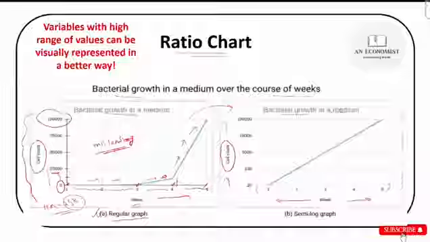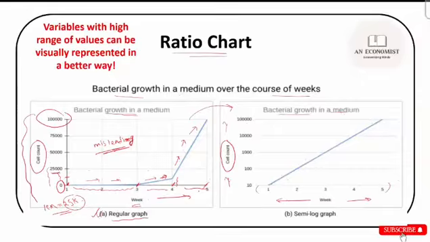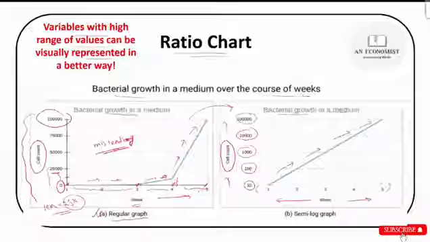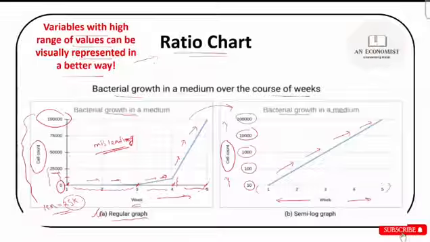So you will see that from the first week to the fifth week, you have a significant growth. You have a continuous growth in the bacterial count if you measure the cell count like this. First you have 10, then 100, then 1000, then 10,000, then a lakh. And why is this so? Basically, variables with a higher range of values can be visually presented in a better way using the ratio chart.